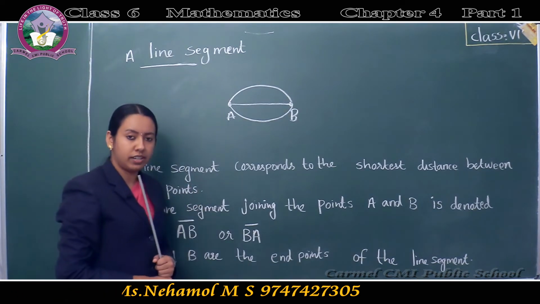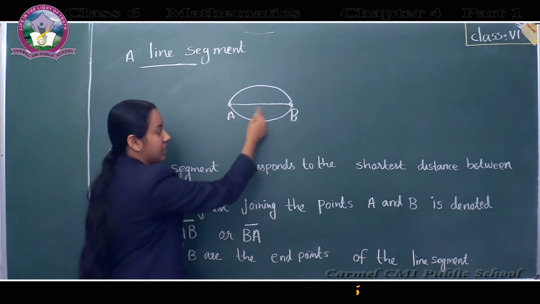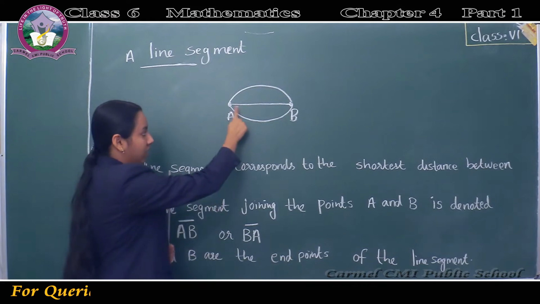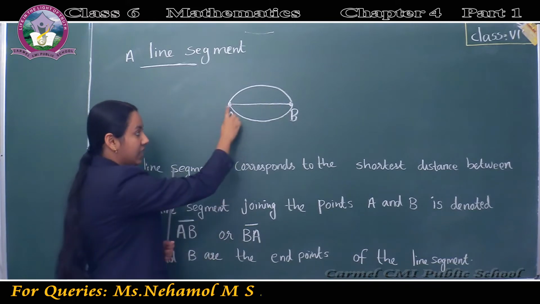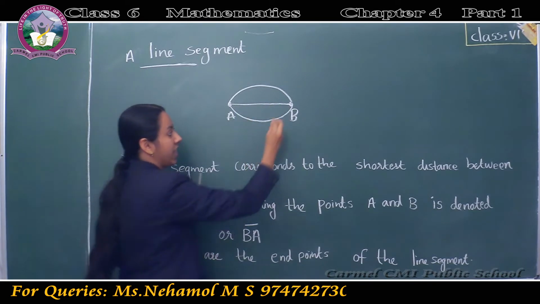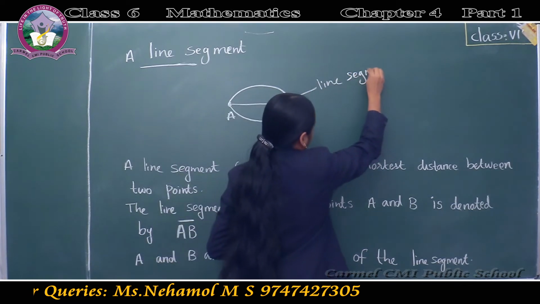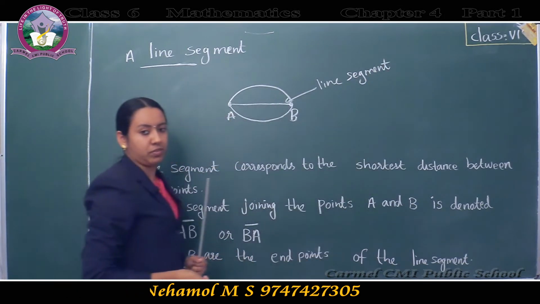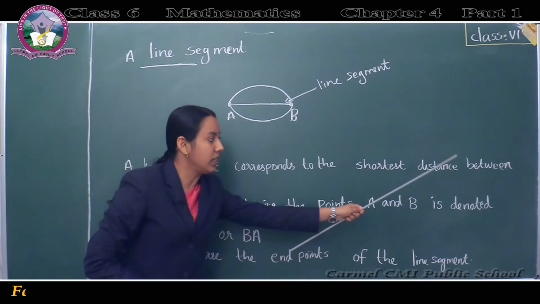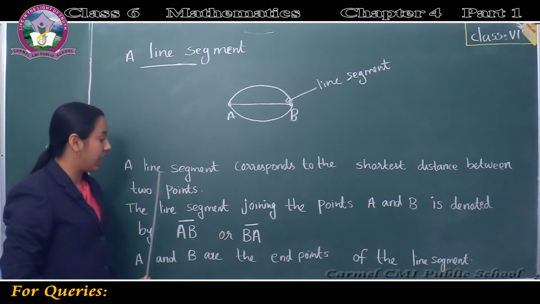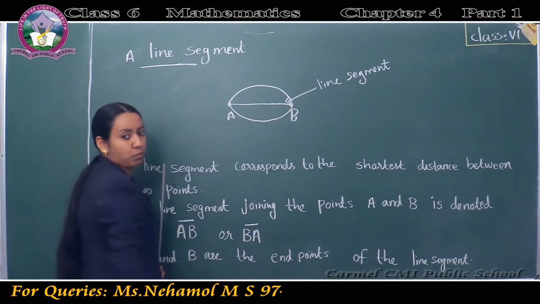Now, what is the difference? The middle one is the least possible distance between A and B. And the middle one is called a line segment. So, what is a line segment? A line segment corresponds to the shortest distance between 2 points.